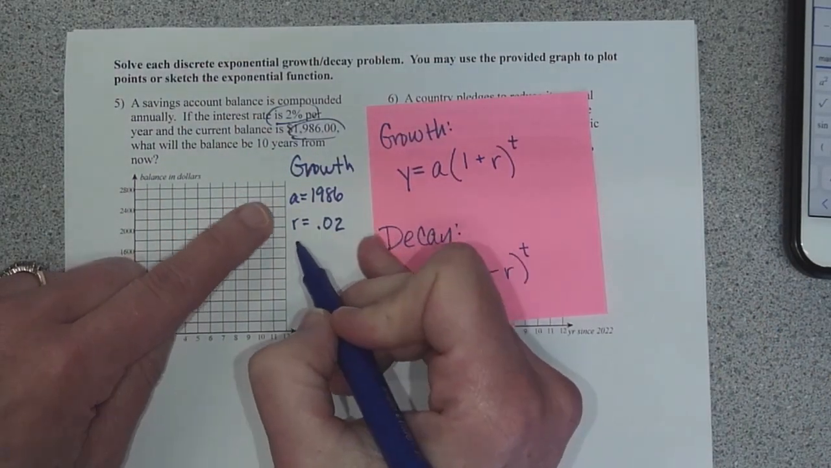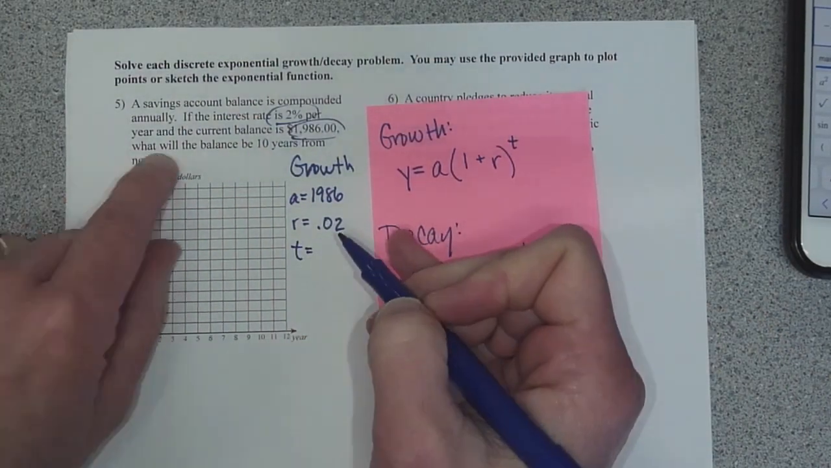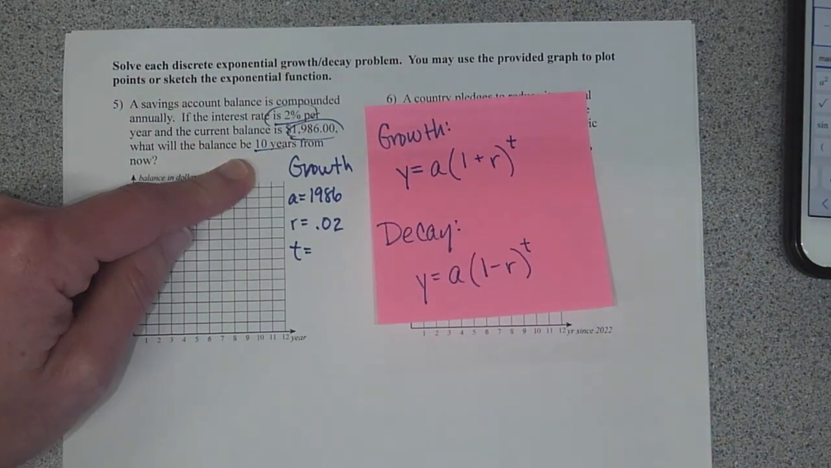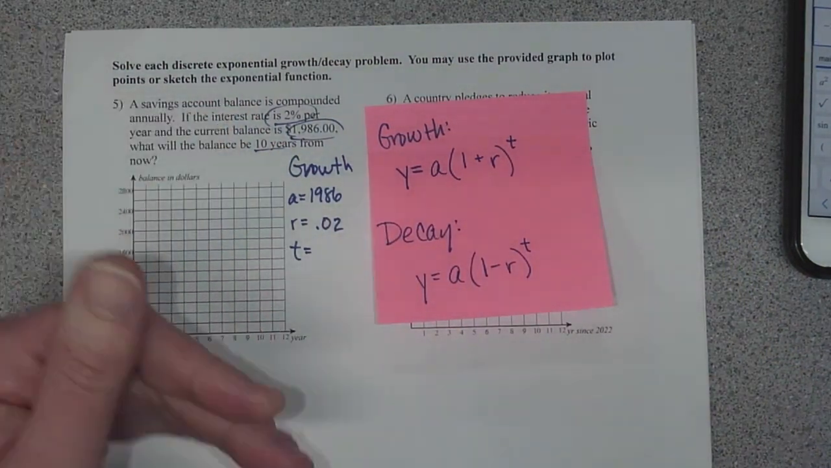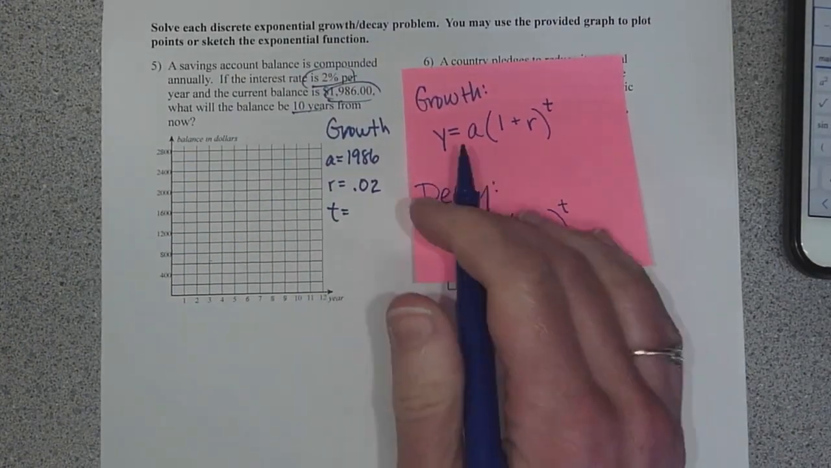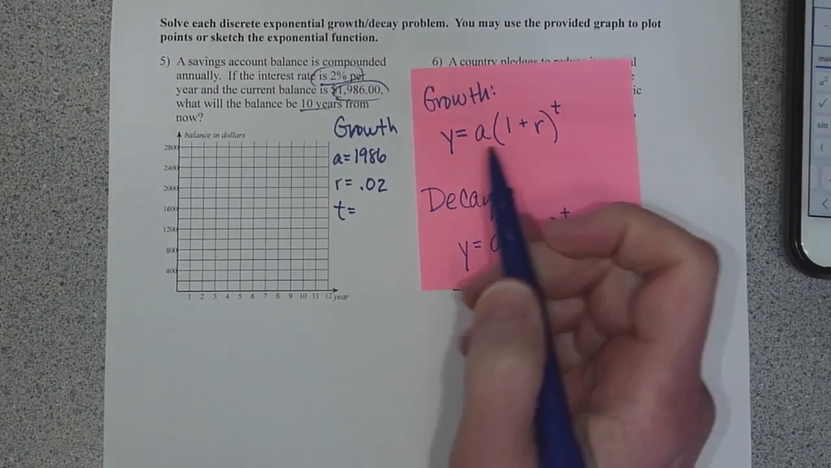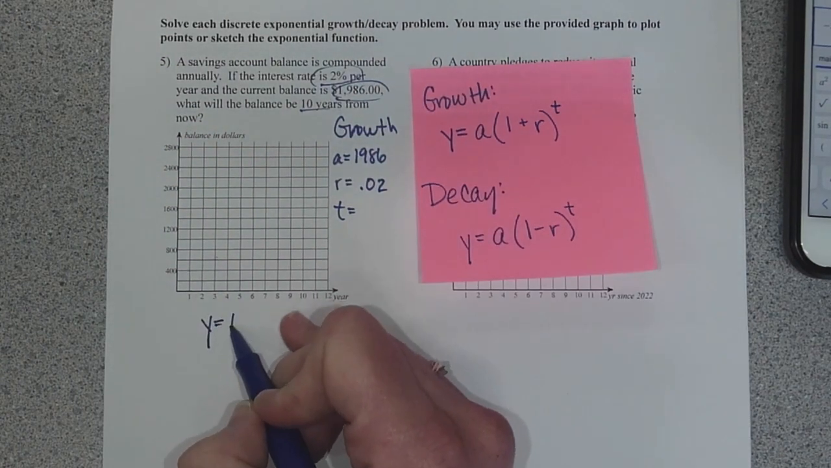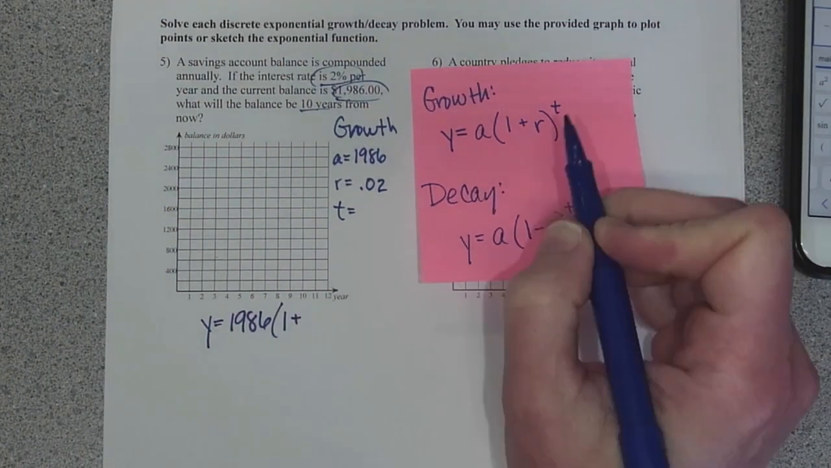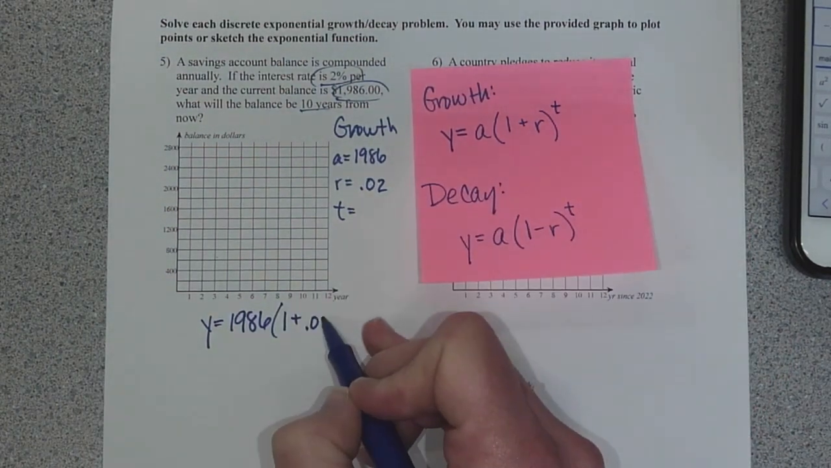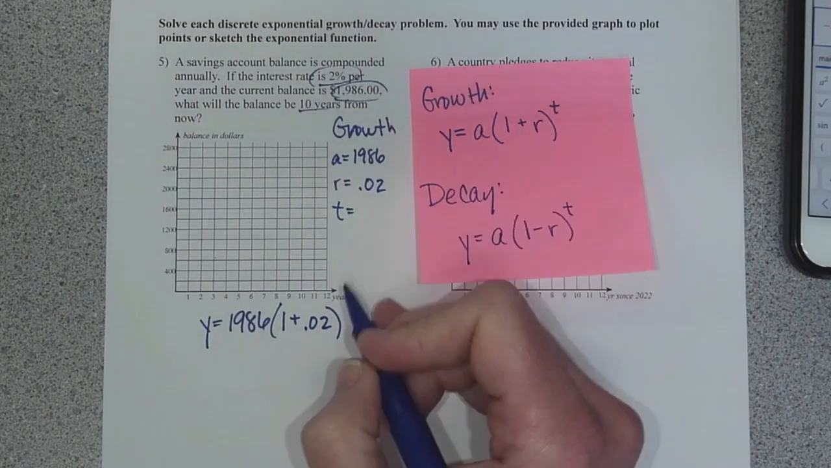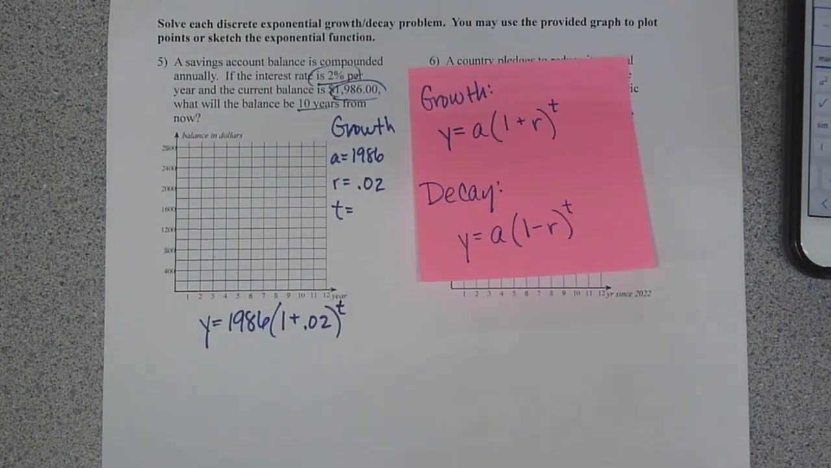Okay, and now if you're just solving the question, what would you put for time? You'd put 10 years. But when we're making a table, you want to use all kinds of different numbers. You're going to use 1 year, 2 years, 3 years, 4 years. So we're going to just leave the time like that. Let's go ahead and make our equation. Make sure you use the right formula. Y equals 1986 for the amount, parentheses 1 plus what was the rate, 0.02. And then to the exponent of, well, let's just say t because we're going to change it all the time.